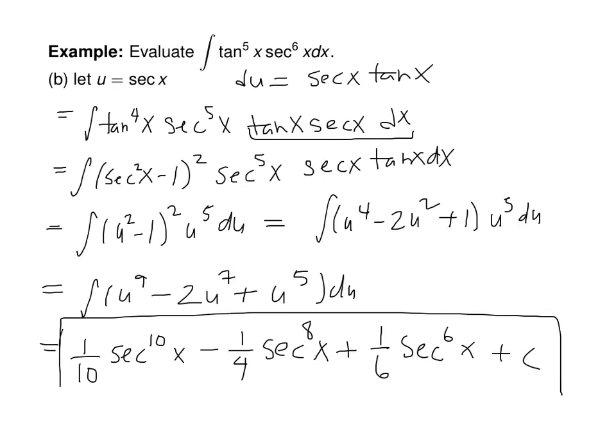Now, proving those two answers are equivalent would just be very, very tedious. You're going to have to use the Pythagorean identities to do so. So it's not very much fun, but both of those methods are legitimate methods, and you can use either one. So sometimes more than one method works.